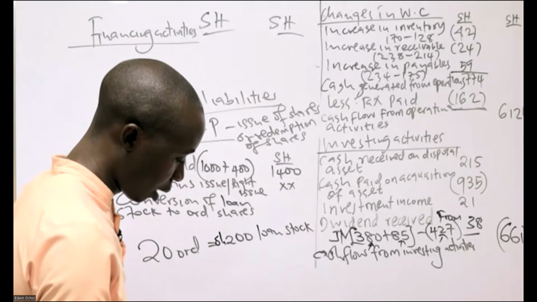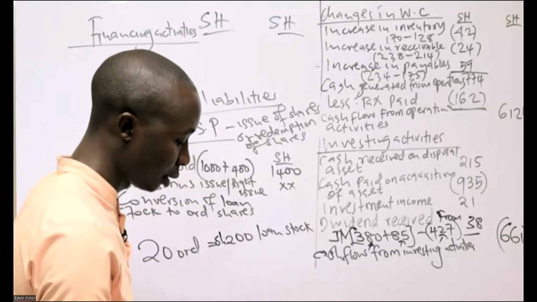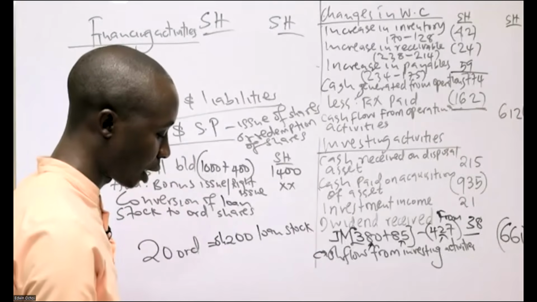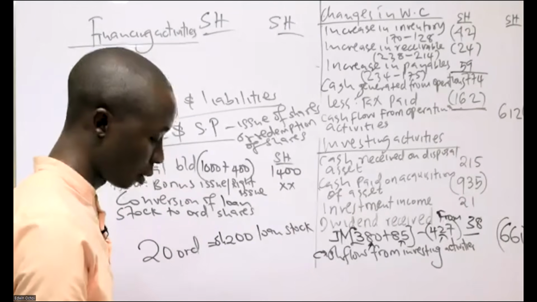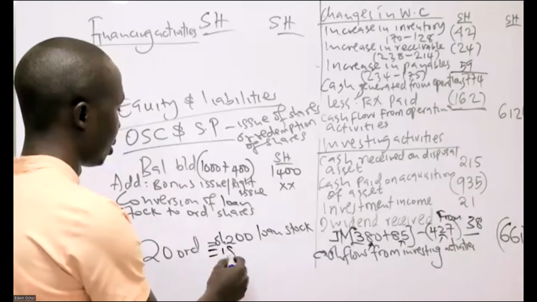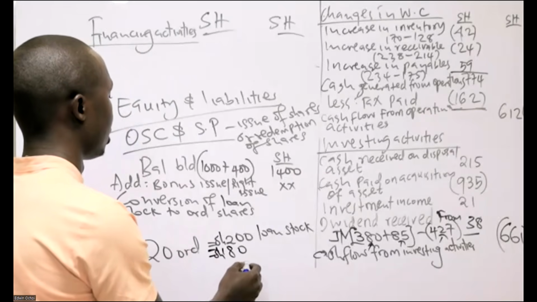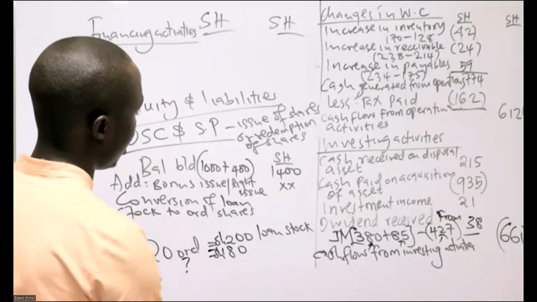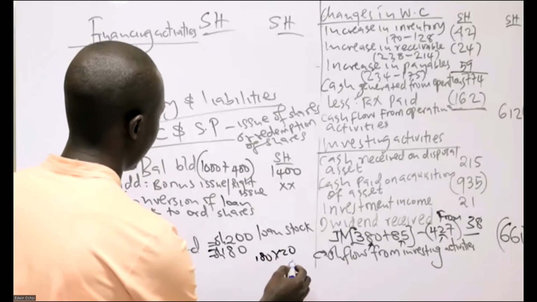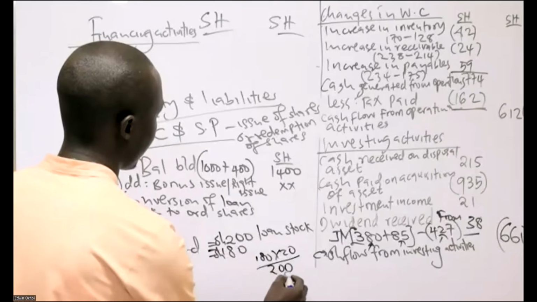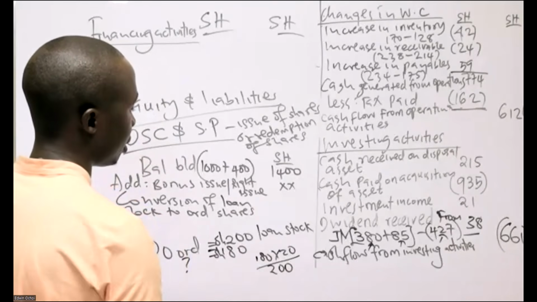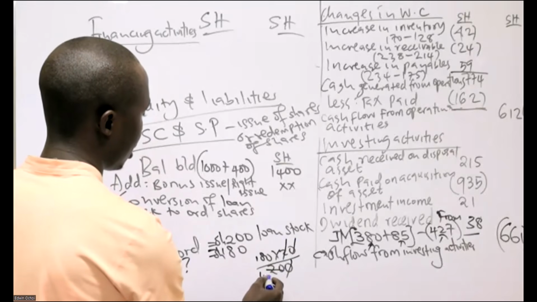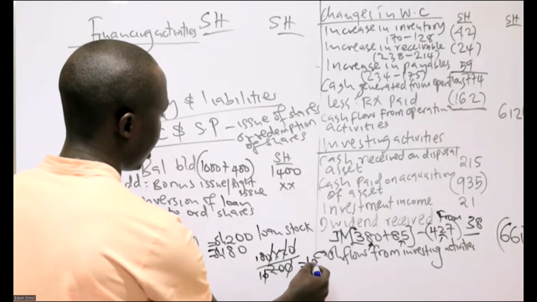So they converted which value? During the year ended 30 September 2018, holders of 180 convertible loan stock exercised their conversion option. So 180 shillings. We want to determine how many ordinary shares they converted to. So 180 times 20 over 200. So this 180 was converted to how many ordinary shares? So this one goes with this. This one is 10. So that is 18 shares.